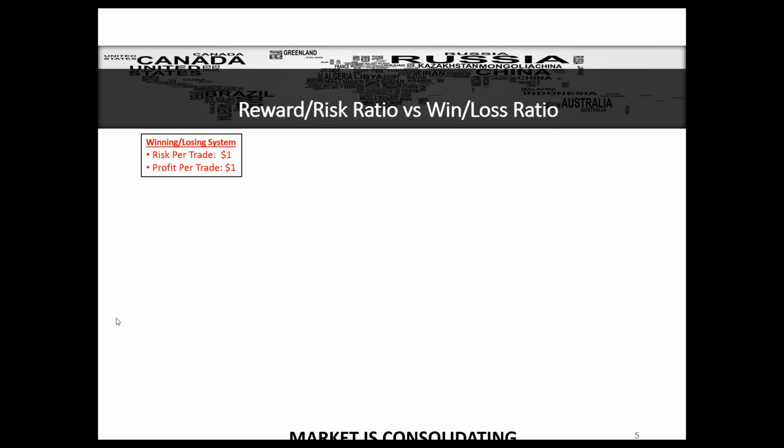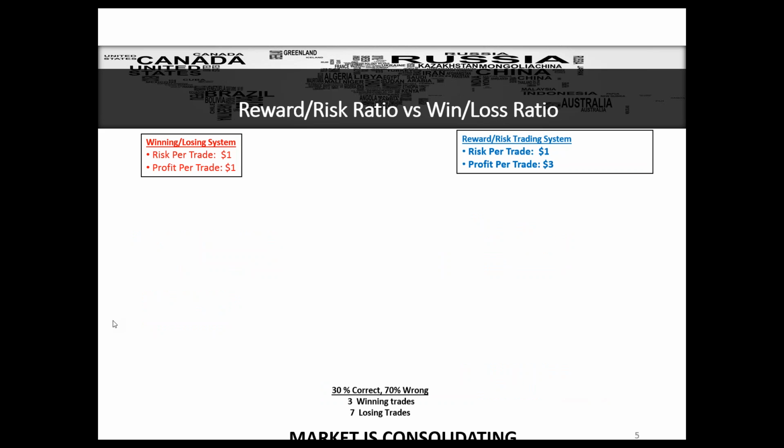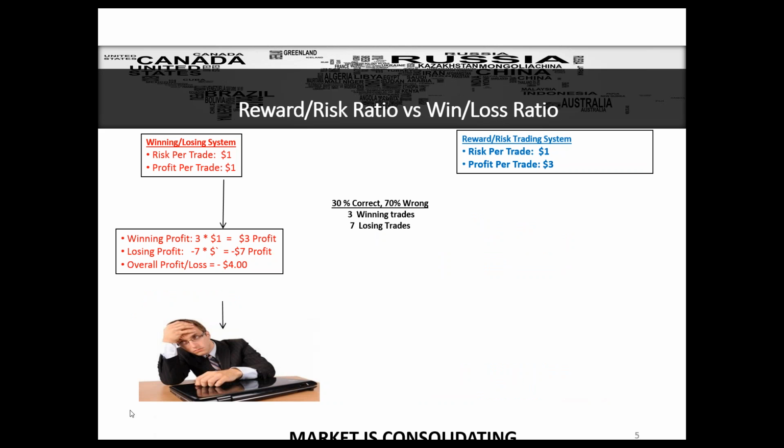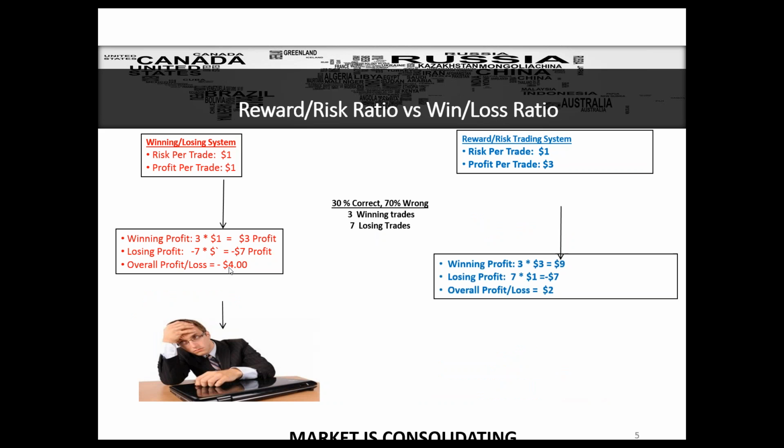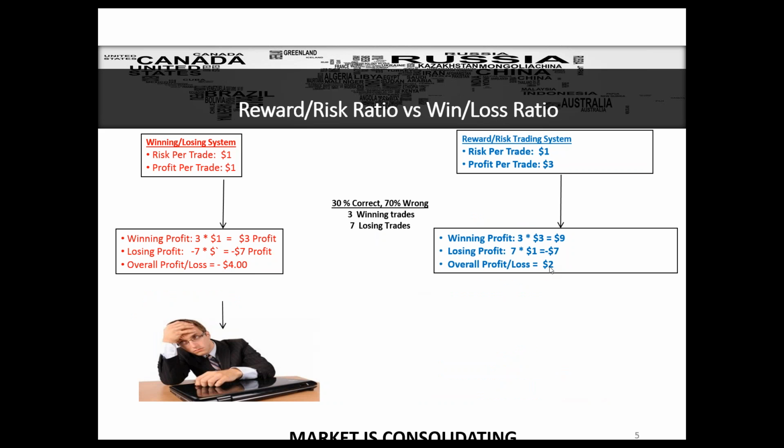When the markets are consolidating, we take both systems here, and now we're going to assume that you're 30% correct and 70% of the time you're wrong. And that's typically the scenario for a consolidation pattern. Okay, so if you run the numbers here, what happens on the red side is that you lose $4. On the blue side, you're a little positive but close to break even here.